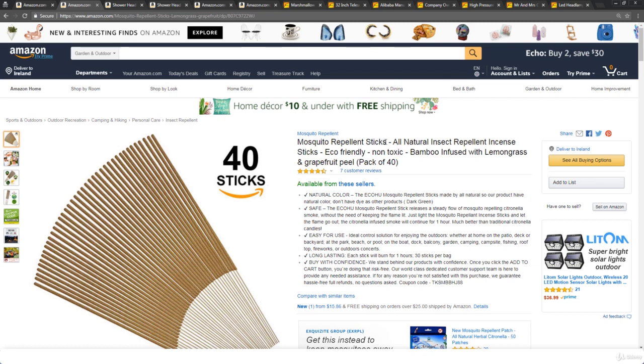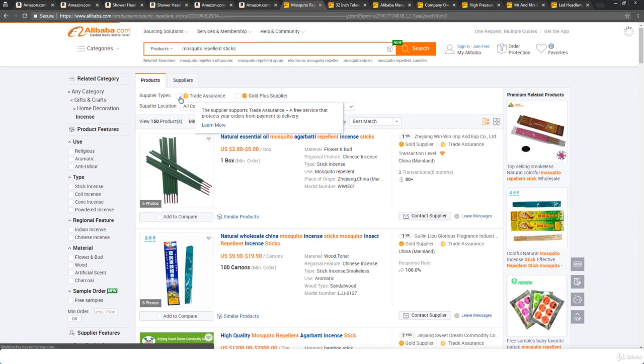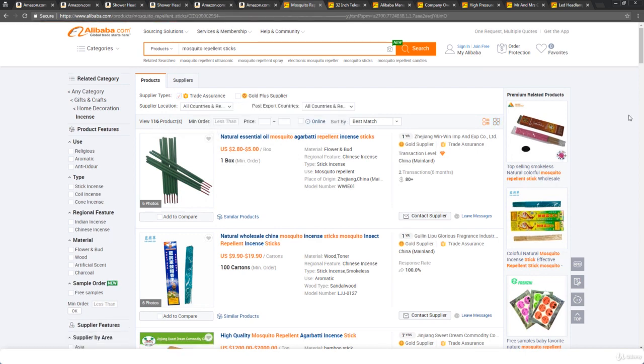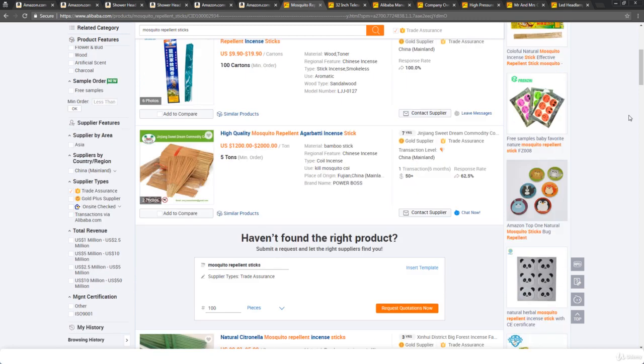Okay, so this is what we're looking for. I'm going to tick the trade assurance box. I've only got 116 here. I haven't got a lot, but let's scroll on down and see what we can find, if we can find anything at all that's suitable.